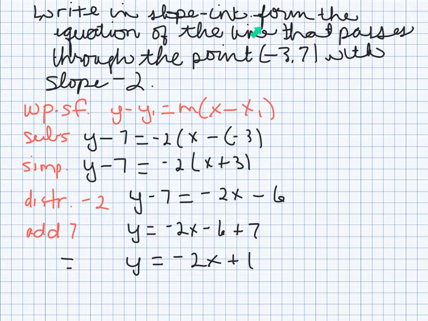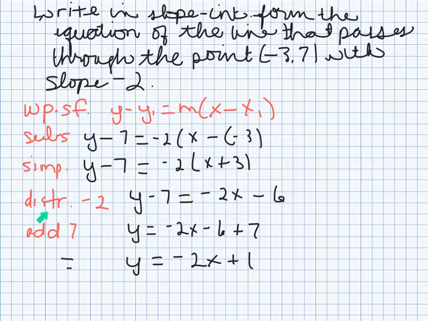Now we want to write in slope-intercept form the equation of the line that passes through the point -3 and 7 with a slope of -2. So we're going to first write it down in point slope form, which is y minus y1 equals m times x minus x1. We sub in the information that we were given, which was -3 goes right there, 7 goes right there, and the slope goes right there. We simplify, which is y minus 7 equals -2 times x plus 3.